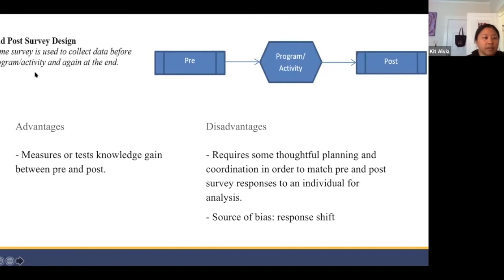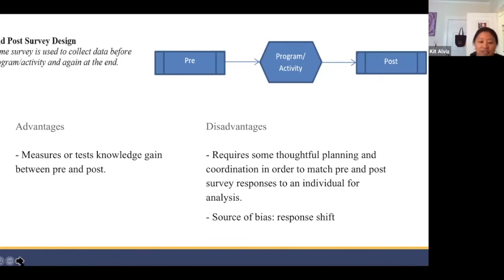So the next type is a pre and post survey design. This survey type is used to collect data before an activity and again at the end. So it's kind of like a pop quiz or a pre-test before, then you deliver your education, and then you assess them again after your education to see if knowledge has gained. And the advantage to that is it's pretty objective. You're actually testing, do they know the information or do they not know the information? And the disadvantage is that it requires some thoughtful planning and coordination and time, of course.